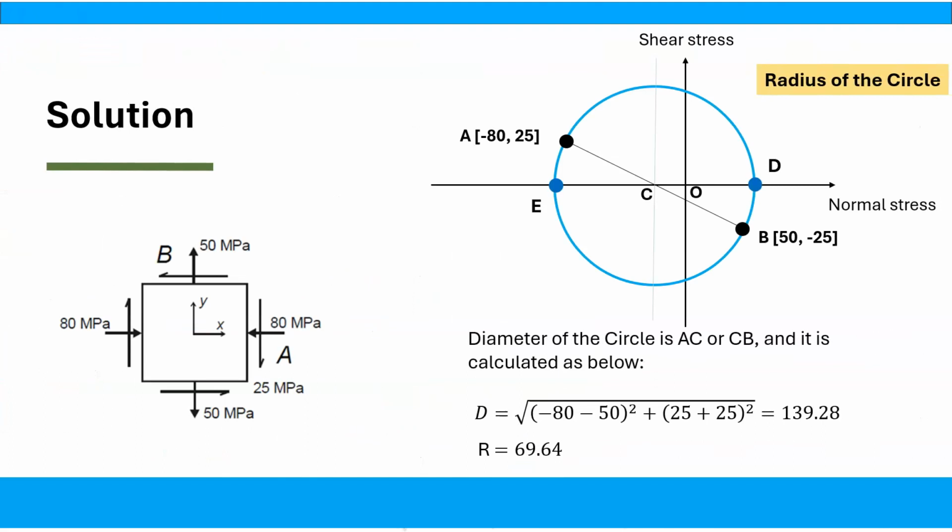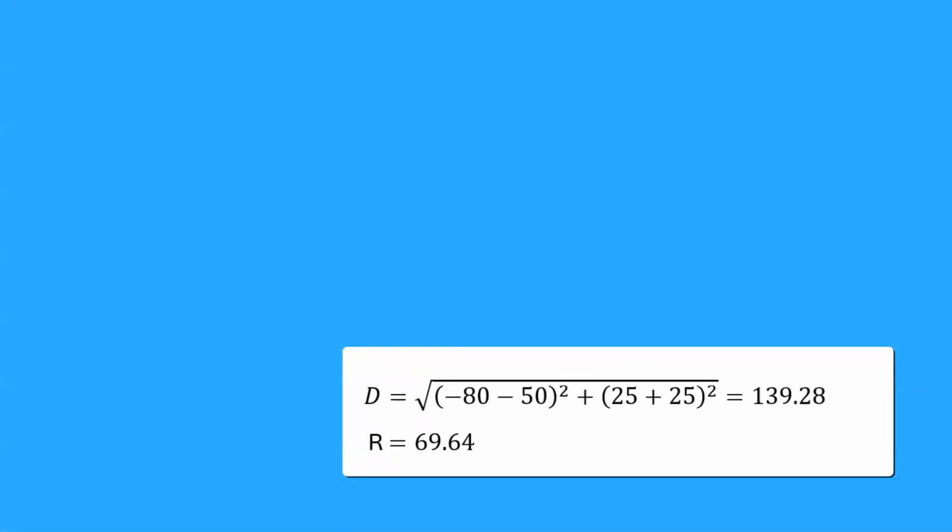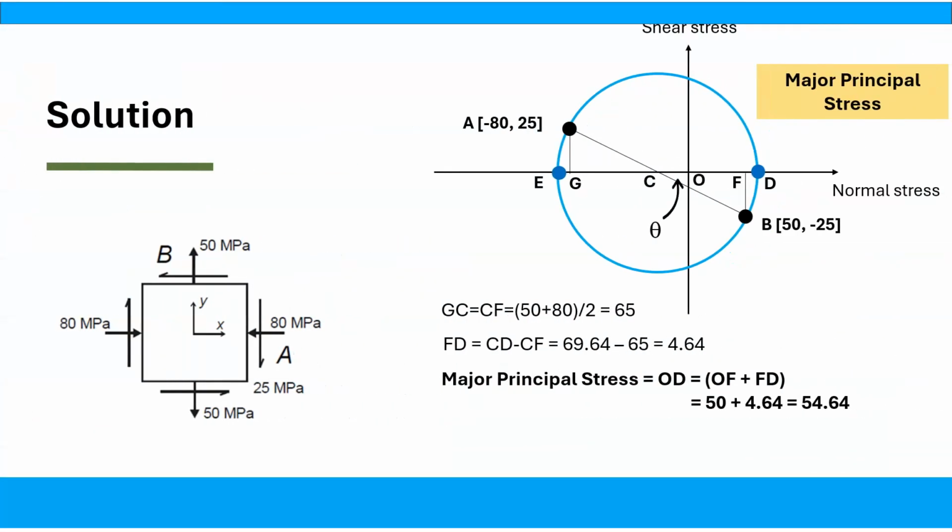Now, calculate the diameter of the circle, using the coordinates of the 2 points A and B. Then the radius of the circle is 69.64. Then the length GC equals CF equals half of the length GF. That is 50 plus 80 divided by 2. This is equal to 65.